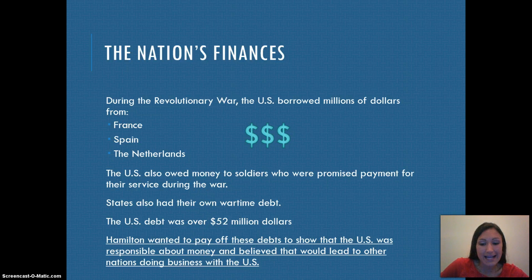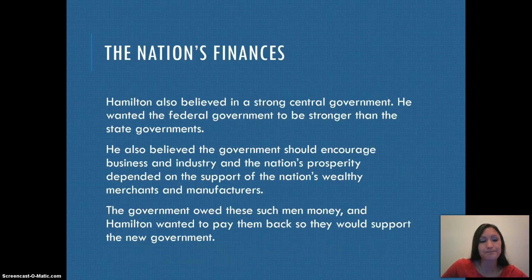Hamilton wanted to pay off these debts to show that the U.S. was responsible about money and believed that if we paid off our debts, other countries would take us more seriously and know that they could do business with us. Hamilton also wanted a strong national government. He wanted the federal government to be stronger than the states. He also believed the government should encourage business and industry, and the nation's prosperity depended on the support of the nation's wealthy merchants and manufacturers. The government owed such men money, and Hamilton wanted to pay them back to get their support.